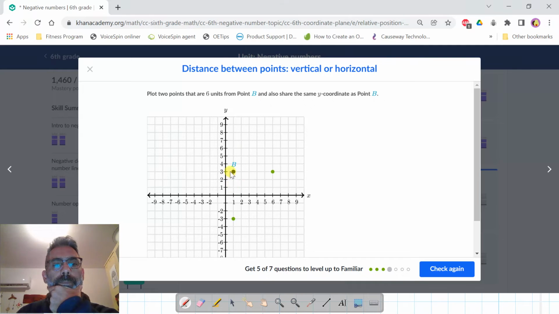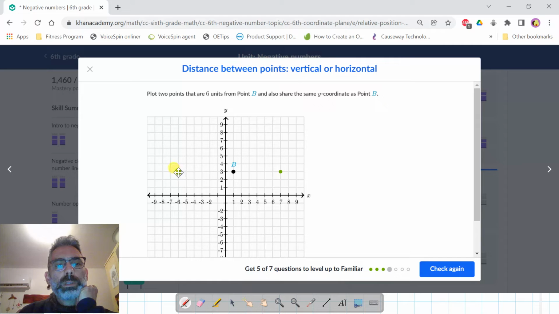Okay, so B is 1, 3. The first one will be located here: 7 on the x and 3 on the y. That's the same y. And the second one will be located here.